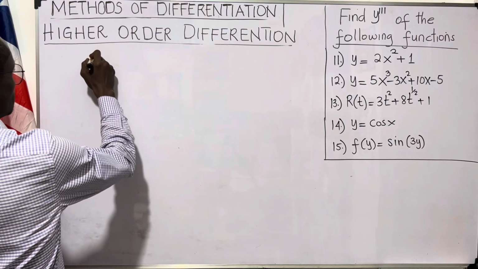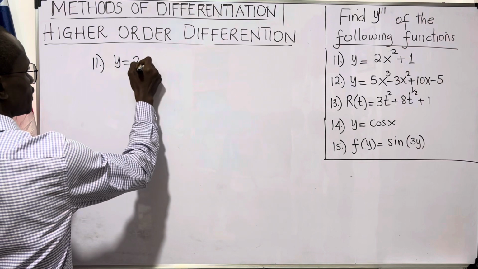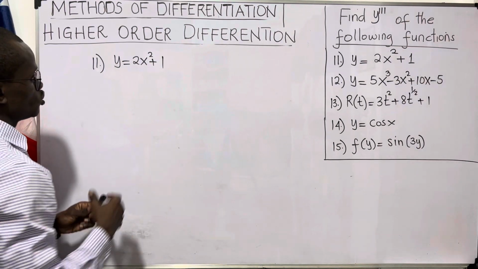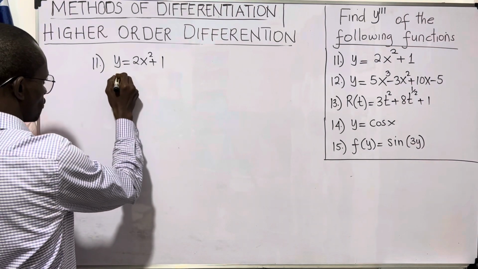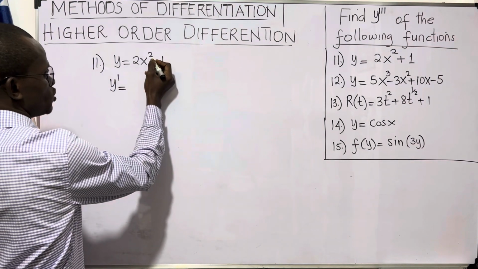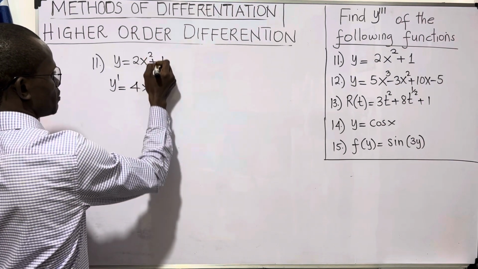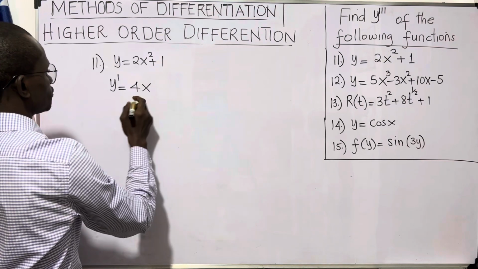Question 11 says y equals 2x squared plus 1. So to find the third derivative, you first find the first derivative, y prime. So we say 2 times 2 is 4x. We subtract 1 from this power, which gives us 1. The derivative of a constant goes to 0.